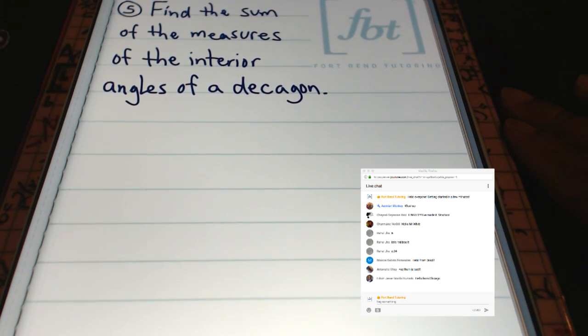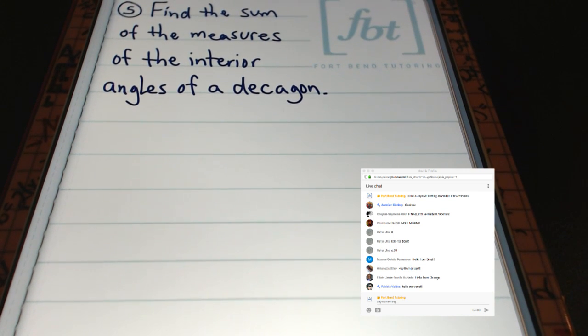Problem number 5, guys. It says, find the sum of the measures of the interior angles of a decagon. See, they're trying to test you here. They're trying to test your knowledge of polygons here and their names. So we know a 3-sided polygon is a triangle, right? We know that a 4-sided polygon is called a quadrilateral. We know that. But then they just ramp it all the way up to a decagon.